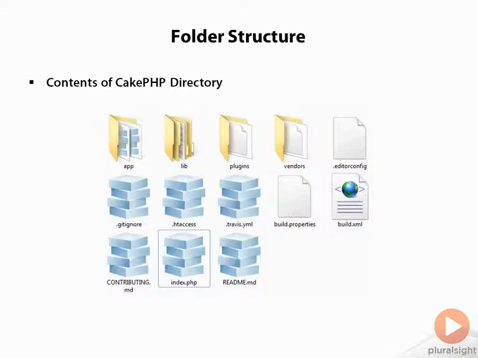This is the folder structure inside the CakePHP directory. The two folders you need to be aware of are the app folder and the lib folder. The lib folder holds the core CakePHP framework files. We do not want to edit any of the files inside this folder. If we ever update our CakePHP, the files in this folder will be overwritten.